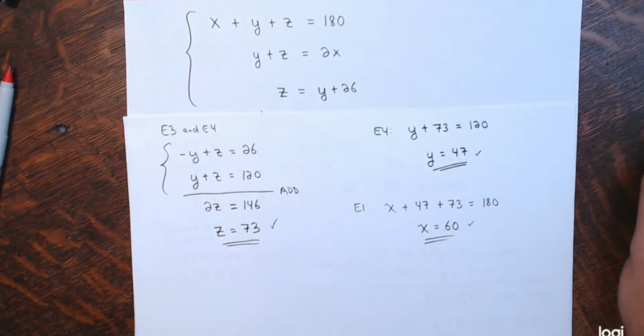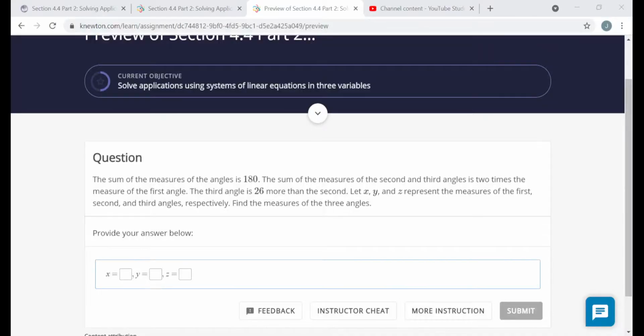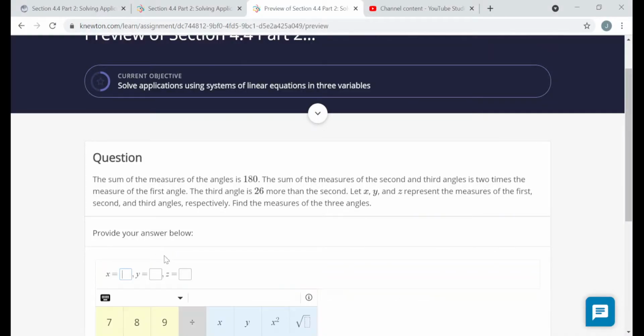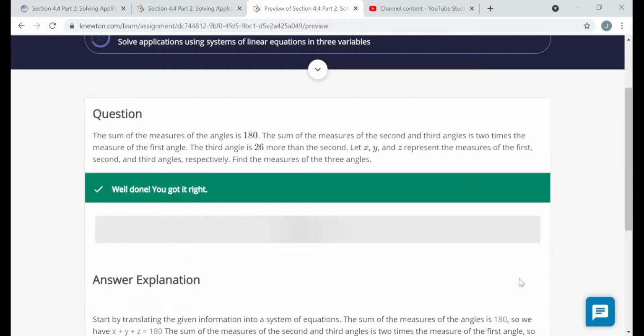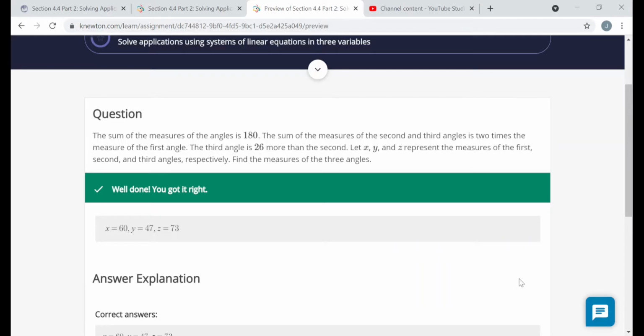Just make sure you're putting them in the right order. So x was 60, y was 47, and z was 73. All right. Again, read through the answer explanations.